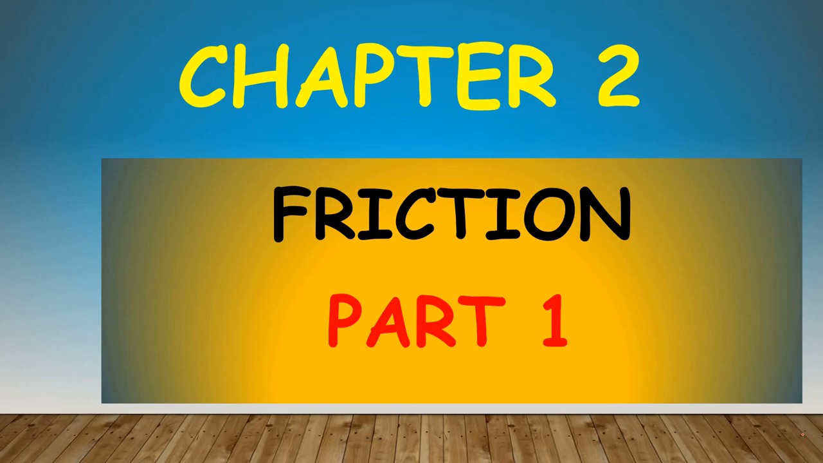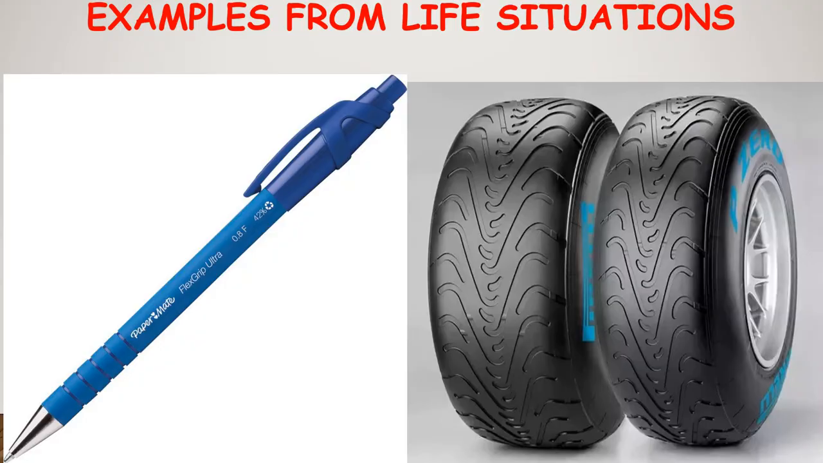Okay? First, let's see some examples from our daily life situations. Look at this pen. It's a normal ballpoint pen which we all use. The place where we hold the pen, there will be some grooves on the pen. Some rough surface so that we can hold it properly. We get more grip. You check all the ballpoint pens. Here there will be some rings or grooves on the pen.